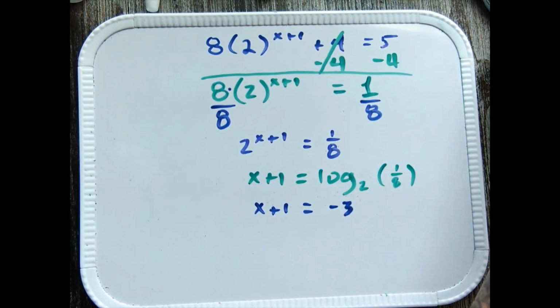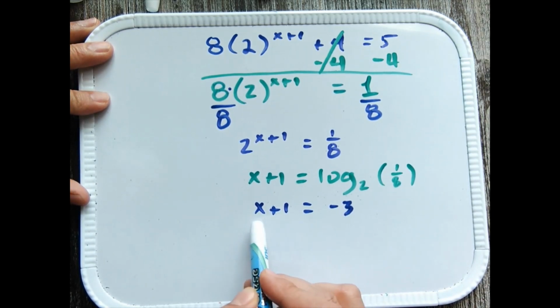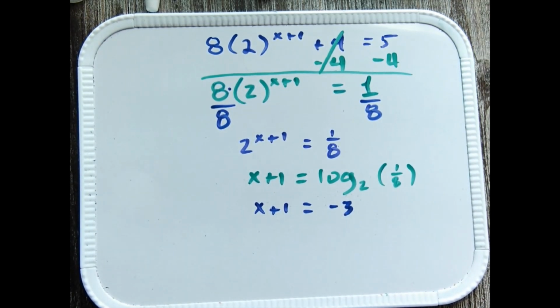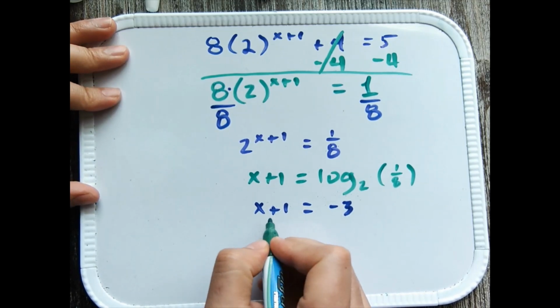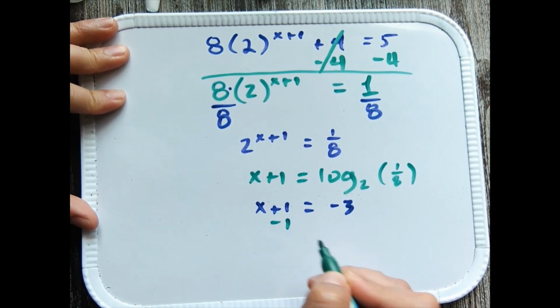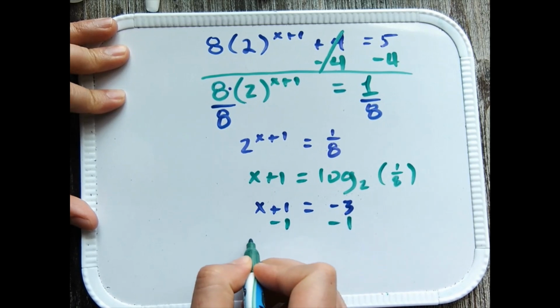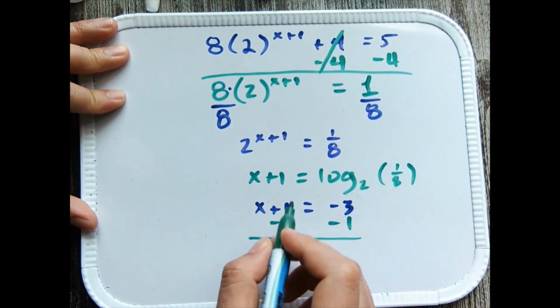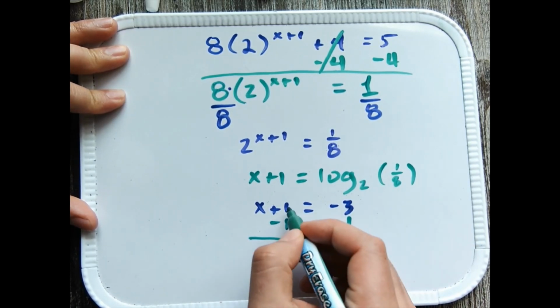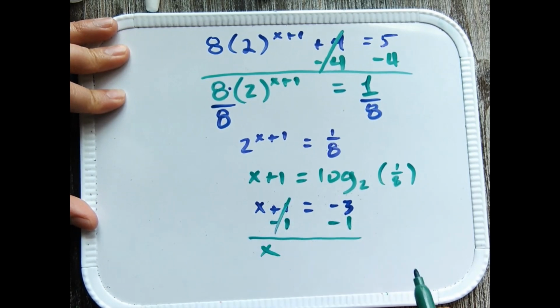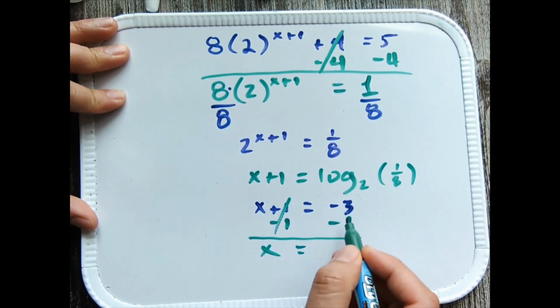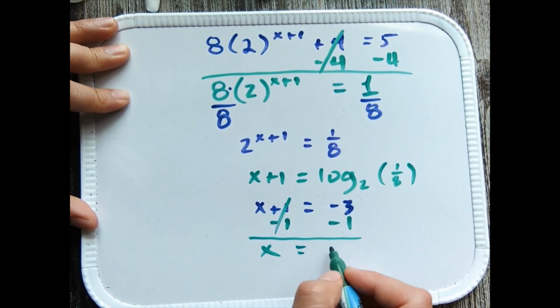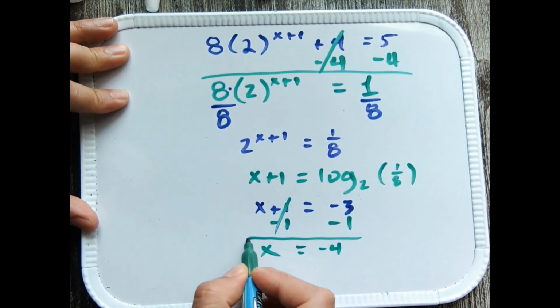And the last step on this one is I need to get rid of that positive 1 to isolate the x. The opposite of positive is minus, so minus 1 on both sides. So I have x, positive 1 and negative 1, they cancel. Negative 3 and negative 1, when I combine, I get negative 4.